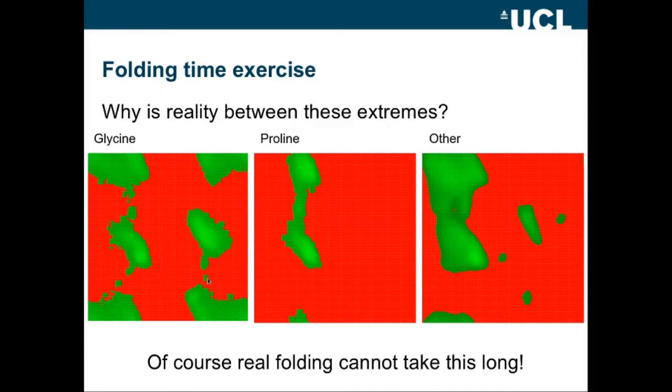So the point of this in this context, of course, is all these red areas: individual amino acids can't adopt combinations of phi and psi angles that are in these red areas, because they lead to steric clashes with the neighbouring amino acids, or between the side chain and the backbone. So, even accounting for all this, of course, real folding cannot take this long.